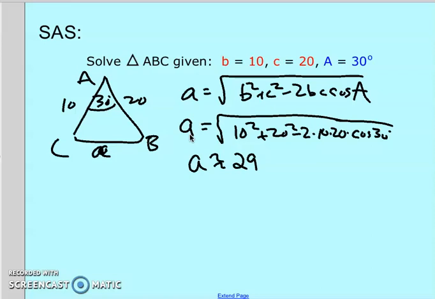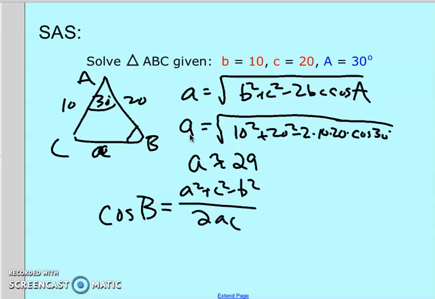Okay? And now I want to find a missing angle. I'm going to go and find angle B. We've got a formula that says cosine of angle B is A squared plus C squared minus B squared over 2AC. So if we put in our A, it's going to be 29 squared, and our C was 20 squared, minus B, which is 10 squared, over 2 times A times C, 2 times 29 times 20.